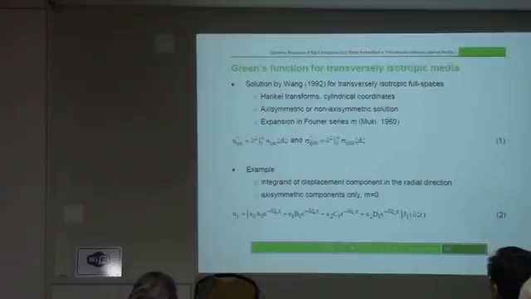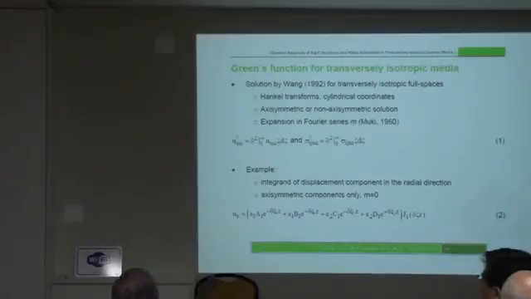You may use axisymmetric or non-axisymmetric solutions. And the idea is to have an expansion in Fourier series in the radial direction for the non-axisymmetric case. This is well known, it's classical. As I said, we work in the Hankel transform.